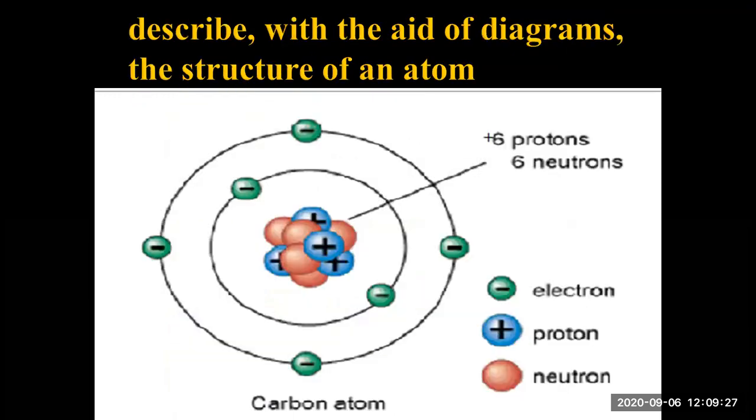Now we are describing with the aid of diagrams the structure of an atom. This is the structure of an atom. Okay, in the center you see you have protons and neutrons. Neutrons are red color balls, protons are blue color balls. They are equal. This is an atom of carbon. Equal number of electrons revolve around the nucleus of carbon atom, which is 6. You see in the first shell it's 2, in the second shell it's 4.